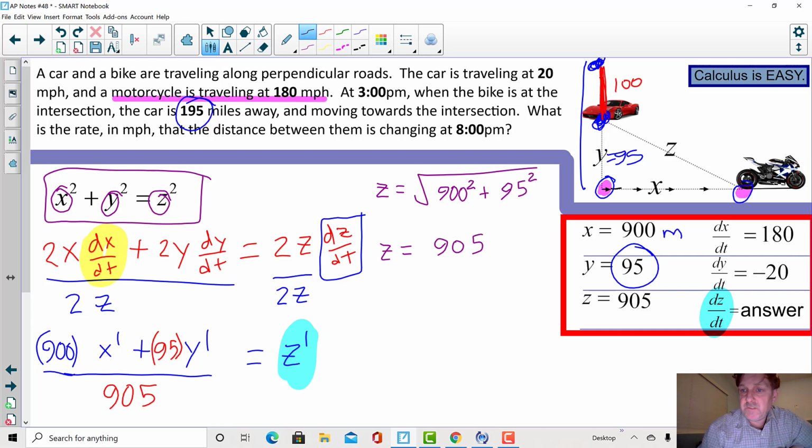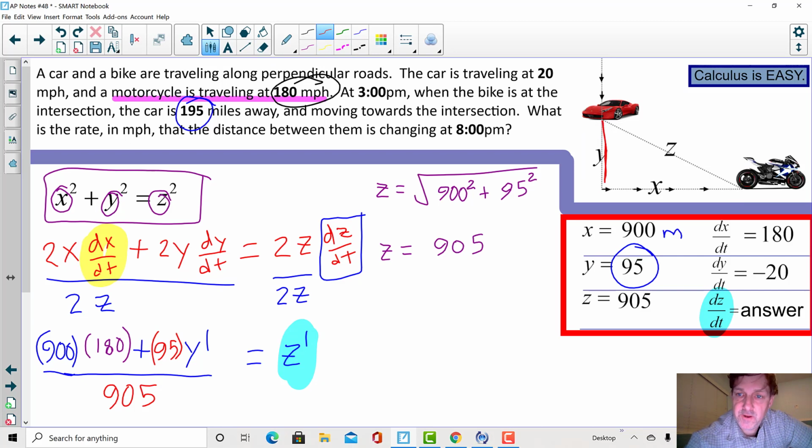Now, because this distance here is x, then x prime is going to be the rate of change of x. So that'll be how fast the motorcycle is going. And that's going to be 180. We can plug that in for x prime. It's going to be 180.